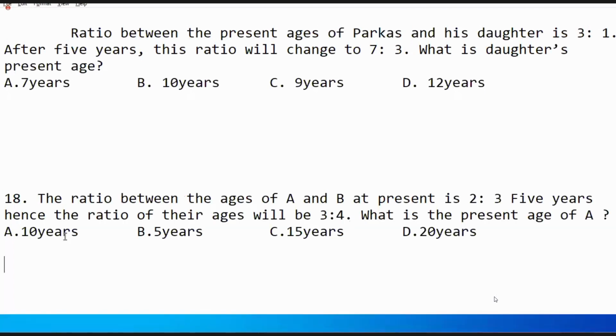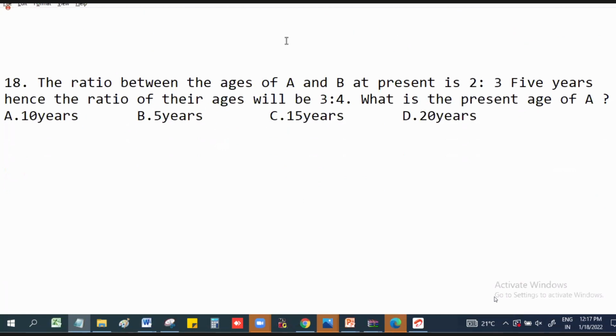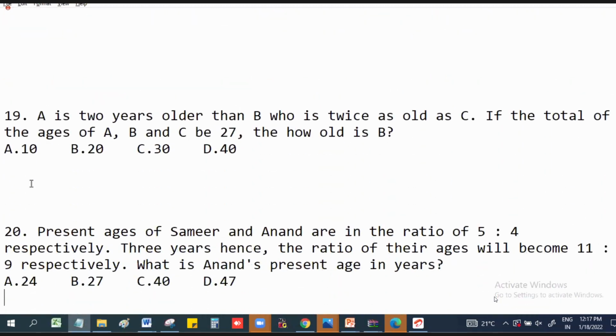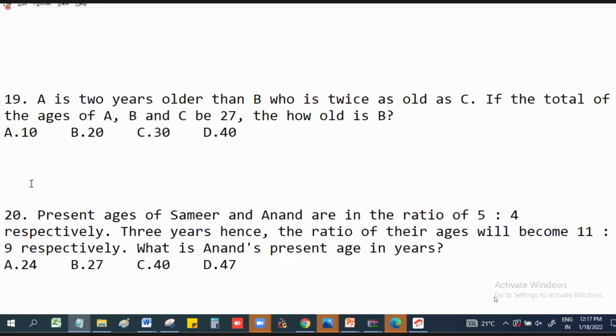Okay, the last question of today's session. The ratio between the ages of A and B at present is, this is also done, right? So the answer for this question is what? 10 years. Okay? Screenshot these 2 questions and please try them at the end of the session. You will get practice questions today too. Please try to do it.